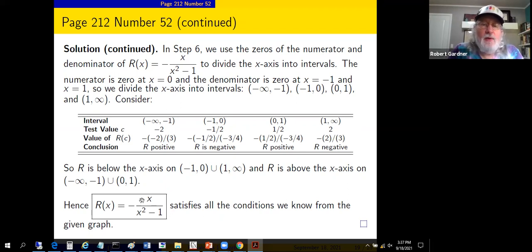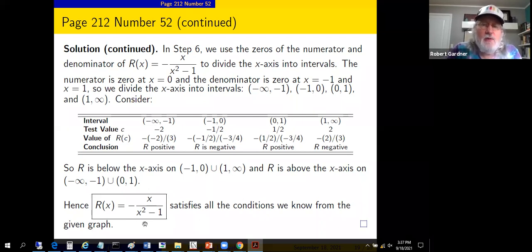We could multiply the whole thing by 7, put a 7 in the numerator. That would vertically stretch things. We probably couldn't tell that it stretches things too well from the picture we had, but it would still satisfy all the same asymptote conditions, all the same intercept conditions, and all the same above and below the x-axis conditions.